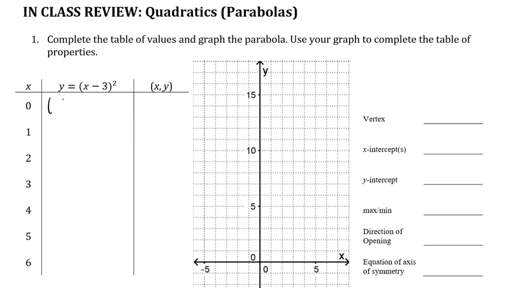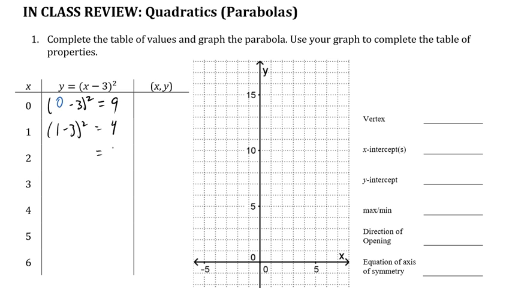it looks like this. You replace the x in the equation with the x value that we're given over here. And so in this case, I'm replacing it with 0. And 0 minus 3 is negative 3. Negative 3 all squared is 9. Okay, and then the next one would be 1 minus 3, which is negative 2 squared is 4. And so I'm going to speed up this process.